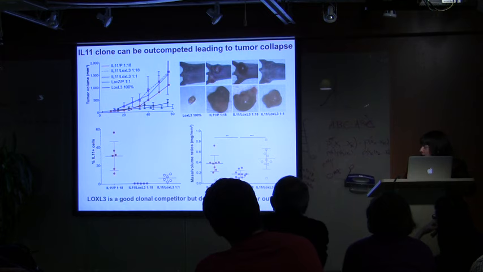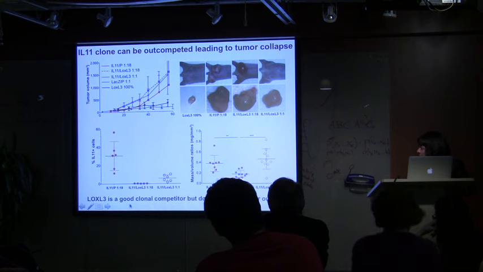What happened, if we look at the clonal composition here, if we have the IL-11 clone alone, of course we have a high fraction of IL-11 cells. When we put it in with the LOXL3, these get outcompeted. So the IL-11 clone disappeared from the tumor, and that seemed to have collapsed the angiogenesis, and the tumor basically died, which would be great to do in patients.